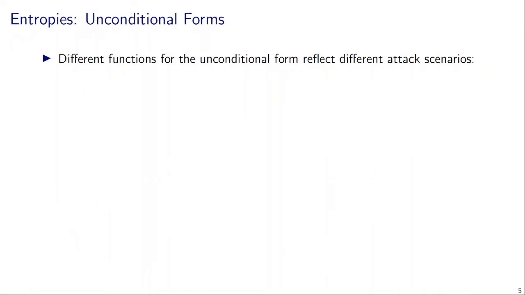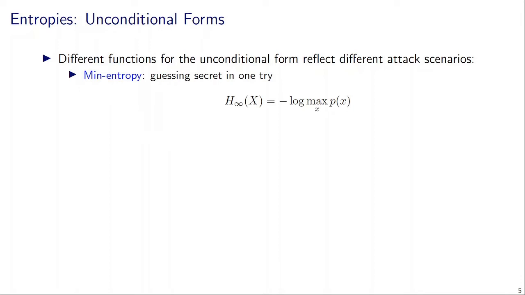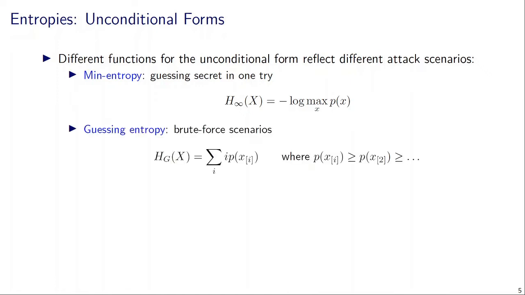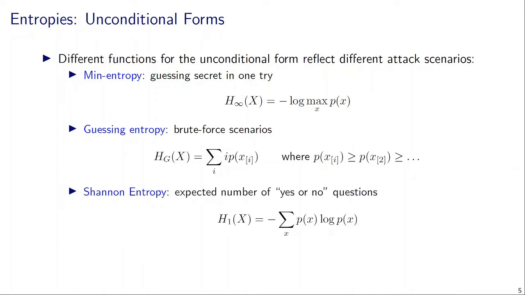Different functions for the unconditional form reflect different attack scenarios. For example, mean entropy is very good for quantifying uncertainty when the attacker has only one shot at guessing the secret right. Guessing entropy is very good for brute force scenarios, and channel entropy reflects the expected number of yes or no questions one needs to arrive at the value of the secret. And there are many more possibilities that one can choose from.